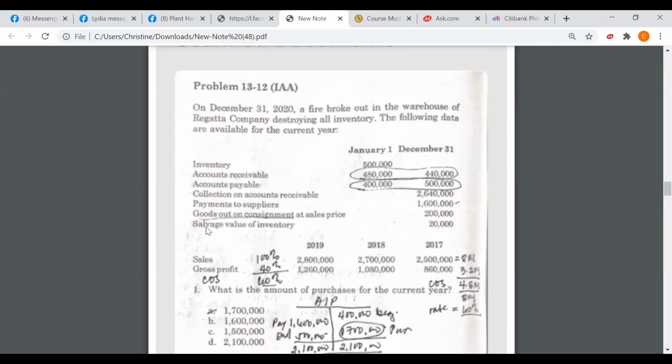Then you have also salvage value of inventory. This is the NRV, or the recoverable amount of the salvage value of inventory. Okay, then again, the problem is silent as the gross profit.